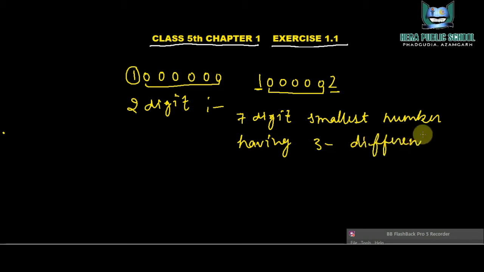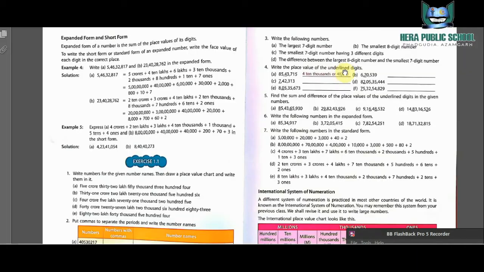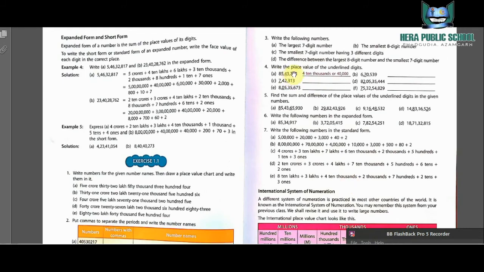In question number 4, write the place value of the underlined digit. Question number 4 is write the place value of underlined digits. इस क्वेश्चन में जिन डिजिट को अंडरलाइन किया गया है उसकी हमें क्या लिखनी है बेटा, प्लेस वैल्यू लिखनी है। जैसे ए में देखते हैं 1s, 10s, 100, 1000, 10,000. So 4 is in the 10,000 place. So the place value of 4 is 40,000.